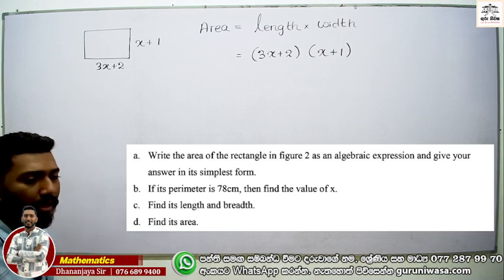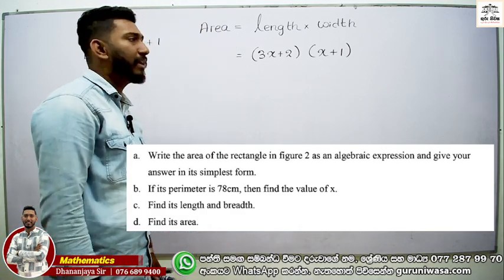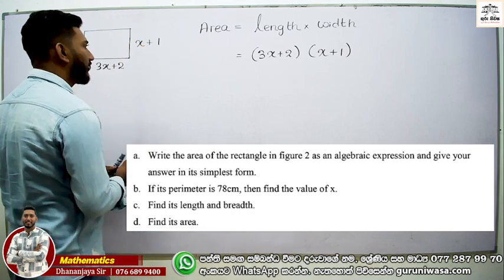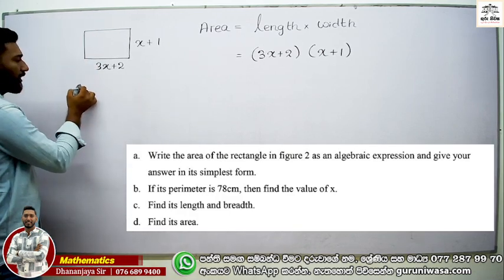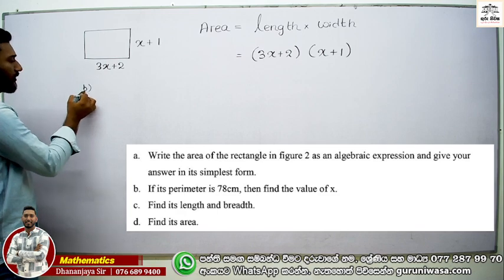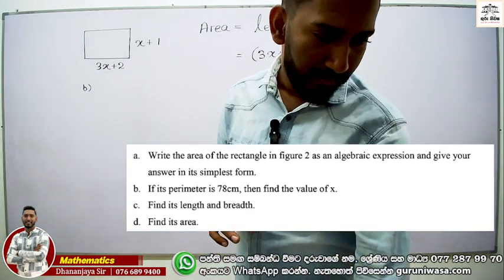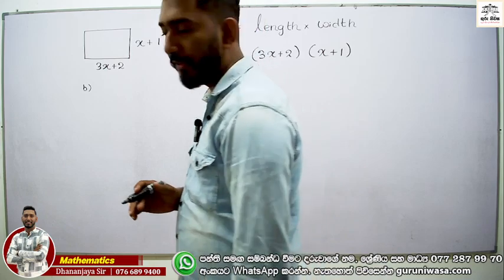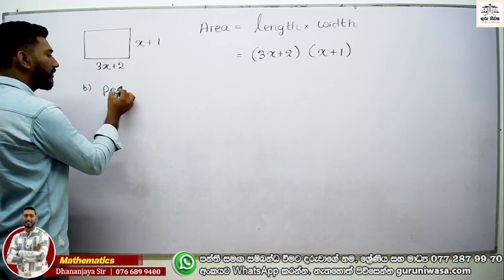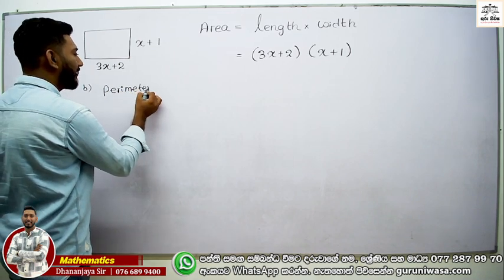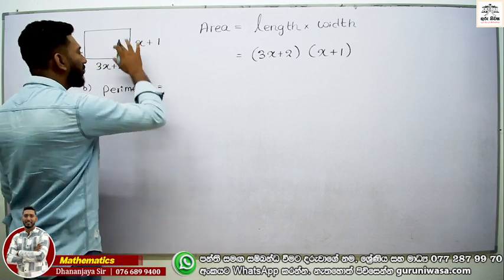Right. Now, if its perimeter is 78 cm, then find the value of x. Now listen. This is question part B. Here they tell us the perimeter of this rectangular portion is 78 centimeters. Now tell me how to find the perimeter. You said in the first one, perimeter is the sum of all lengths, right? We need to add all the lengths.